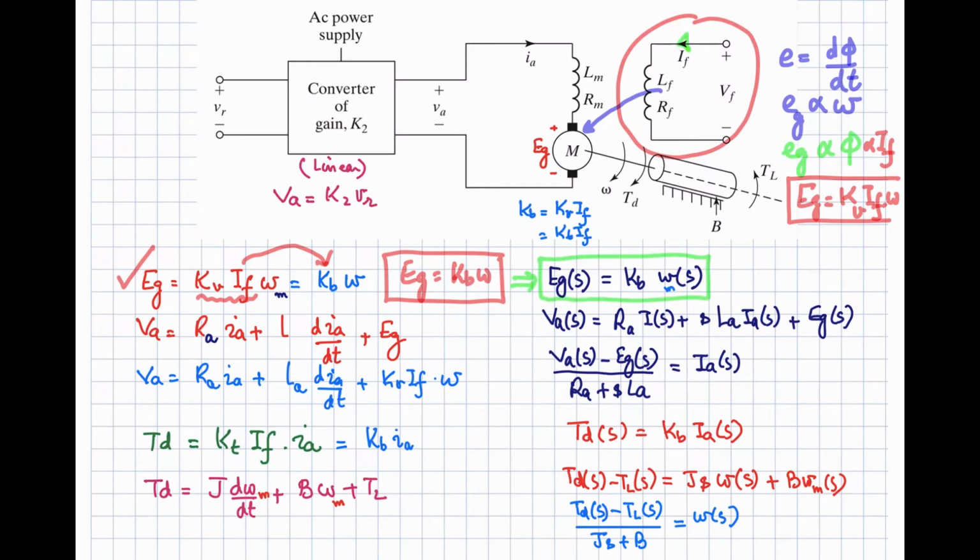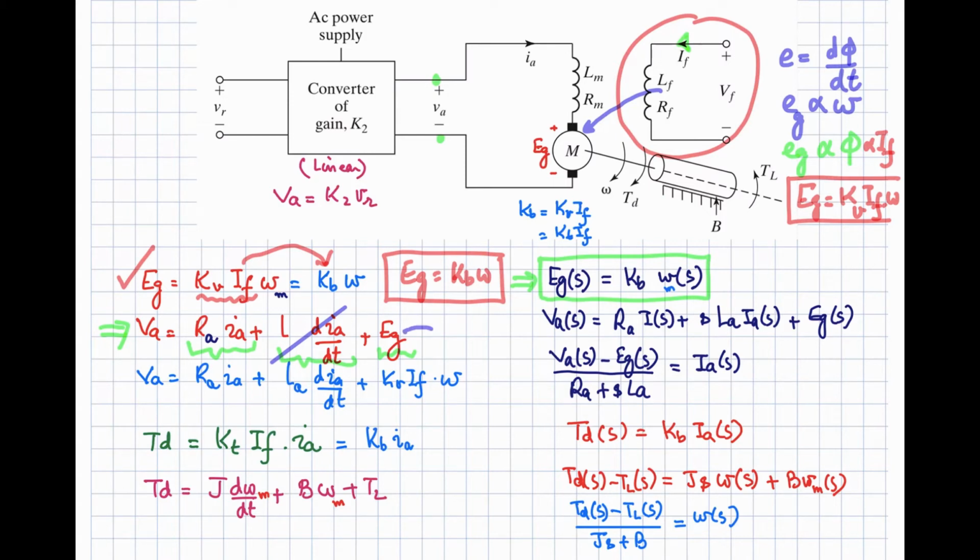The armature voltage equation can be written like this: your applied voltage VA must be equal to the voltage across the resistance, the voltage across the inductor, and the back EMF. In steady state this term will be 0, but whenever you change the speed and the current in your machine is changing, then this term will play an important role.